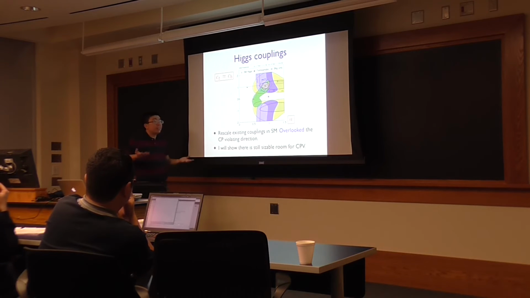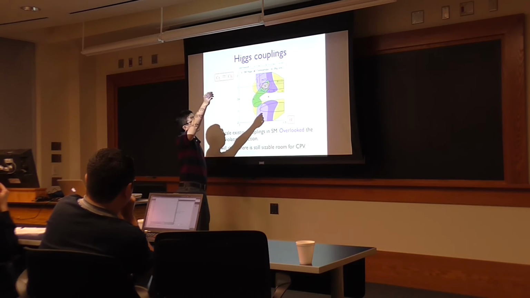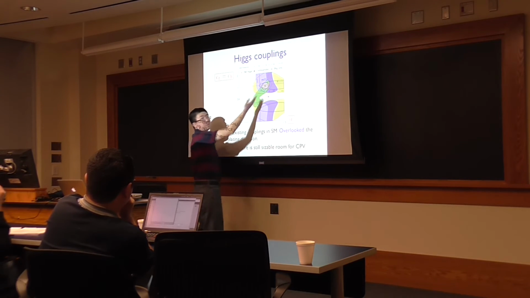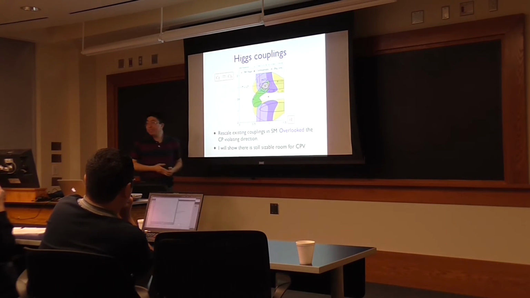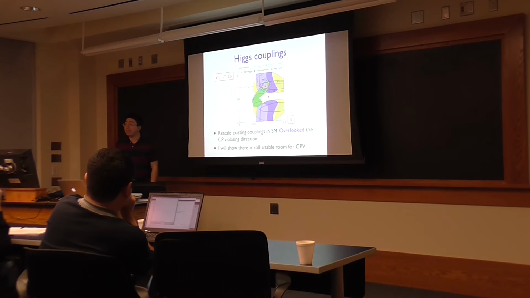But actually this can be misleading, because if I open another direction perpendicular to this plane, maybe the best fit point is here, not on that plane. Only when I project to this plane do I see the best point is here. And actually, I'm going to show that this is the case for CP violation, and there is still a sizable room for the Higgs to be a sizable CP mixture.